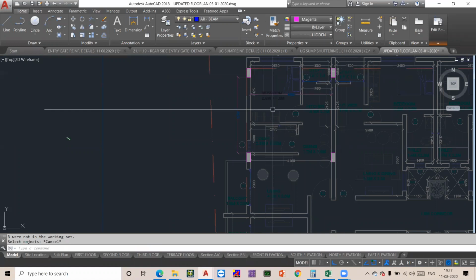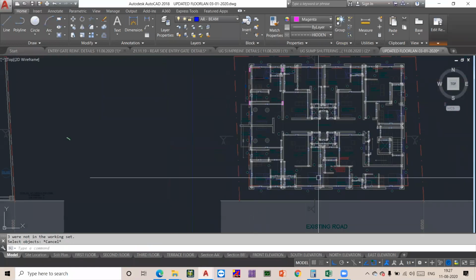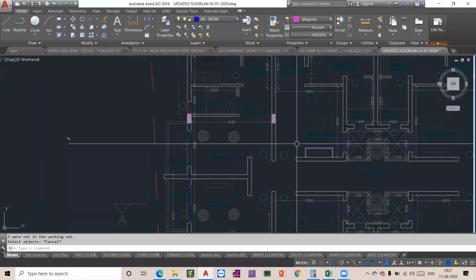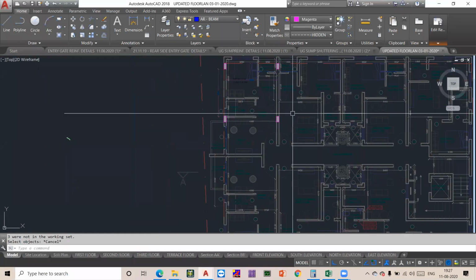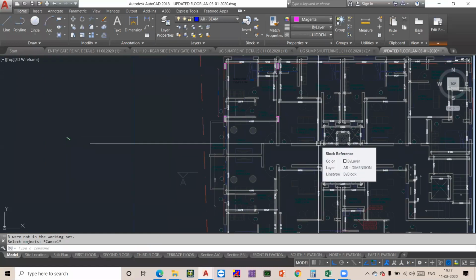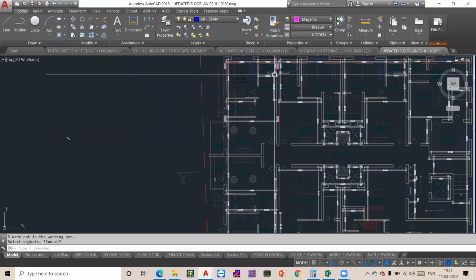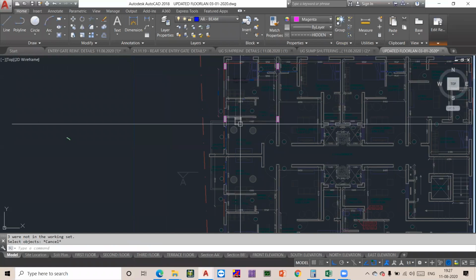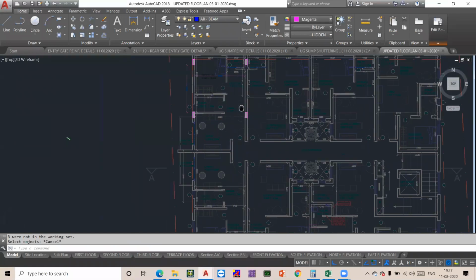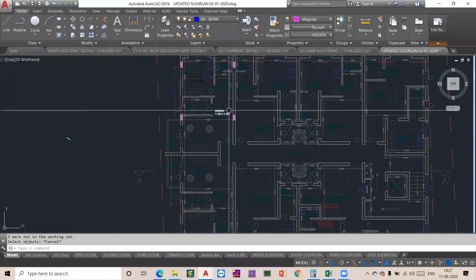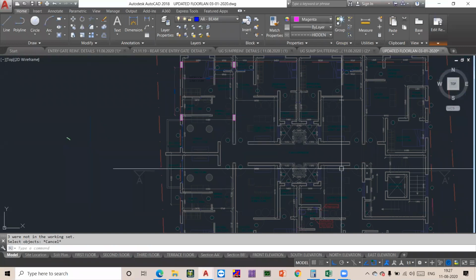Other than these 4 columns, or other than these elements or objects inside this block, you cannot edit any of the objects. You can only edit those objects which are inside this block. You can still continue adding any number of objects into the block.